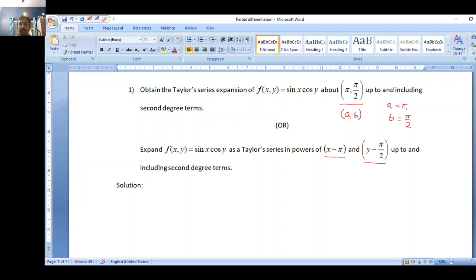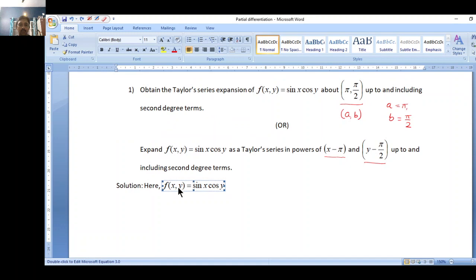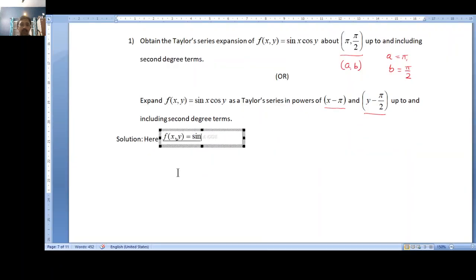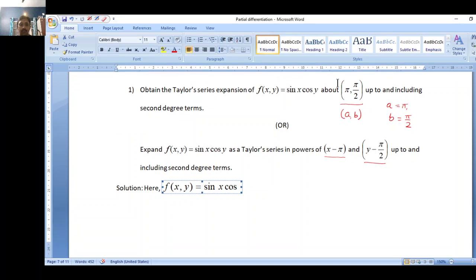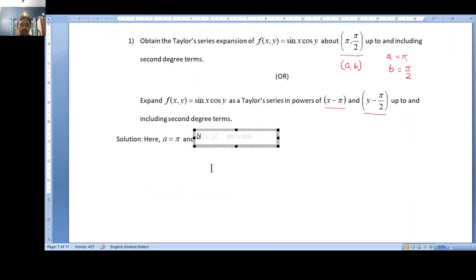So how do we start with? To begin with, we'll talk about a and b here. Whether the question is asked in this manner or in this manner, you can easily claim that a is nothing but pi and b is nothing but pi by 2, correct?